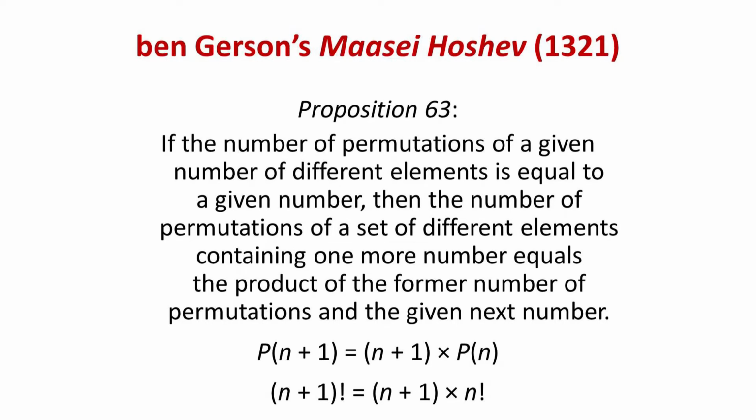If the number of permutations of a given number of different elements is equal to a given number, then the number of permutations of a set of different elements containing one more number equals the product of the former number of permutations and the given next number. So as I say, this is one of his simpler results. It asserts that n plus 1 factorial is got by taking n plus 1 and multiplying by n factorial, or the way he describes it, n factorial times n plus 1.